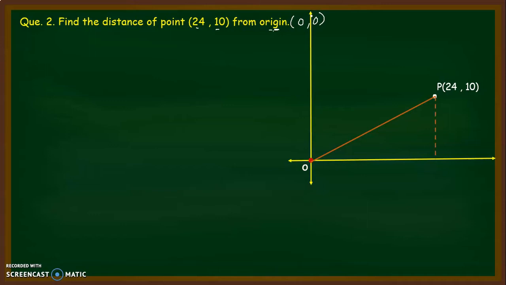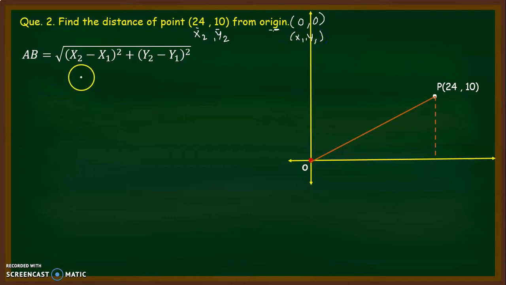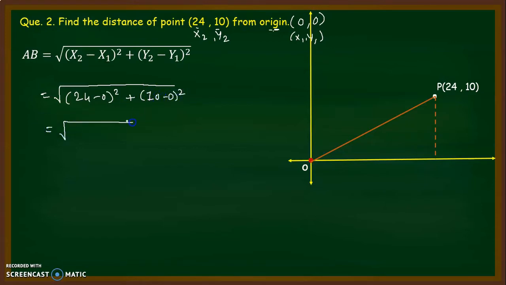So here you can use the distance formula directly. The distance formula is AB equal to under root x2 minus x1 whole square plus y2 minus y1 whole square. So here let's take this as x2, y2 and this as the point x1, y1. If you put the value, that is x2 minus x1 whole square, that is 24 minus 0 whole square plus y2 minus y1 whole square. So y2 is 10 minus y1 is 0 whole square. So this will be equal to under root 24 square plus 10 square.